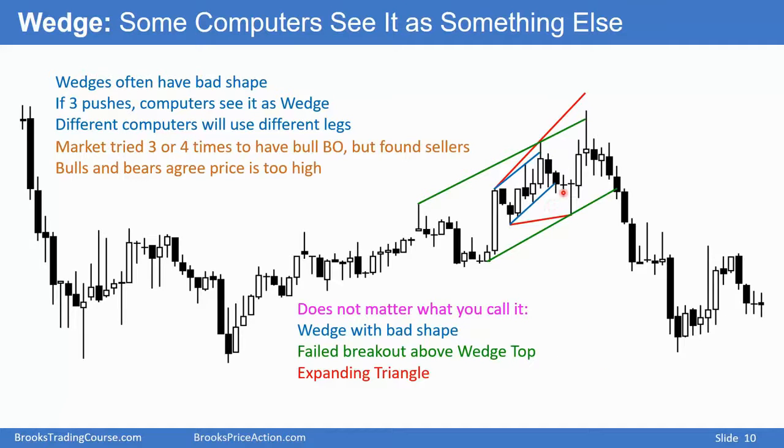Again, you can call it a wedge with a bad shape. You can call it an expanding triangle, a failed breakout above a wedge top, wedge 1, 2, 3. It doesn't matter. The market's repeatedly trying to go up and failing. You have to be thinking it may try to go the opposite direction, so traders will be looking to sell a reversal down. Either below that reversal bar, bull body, or higher probability below this bear bar closing near its low.